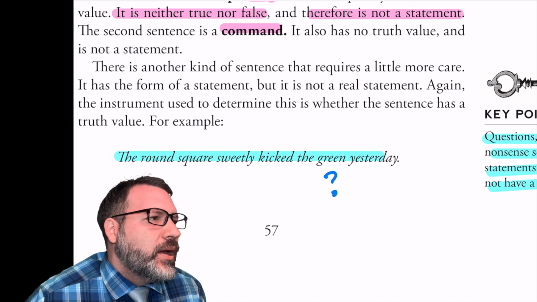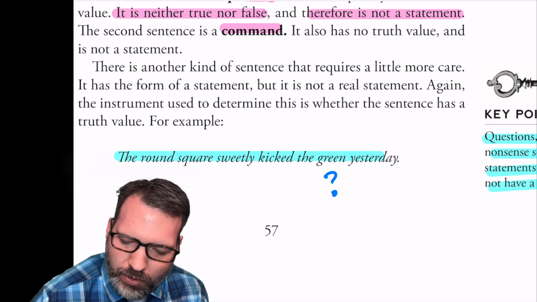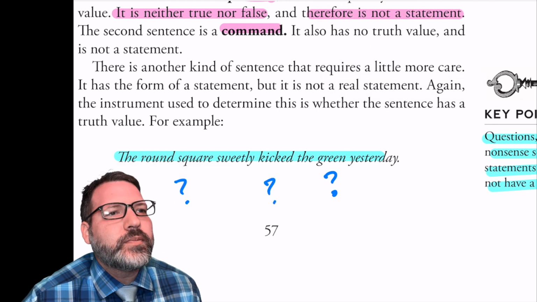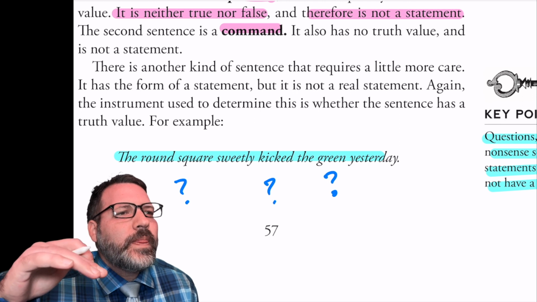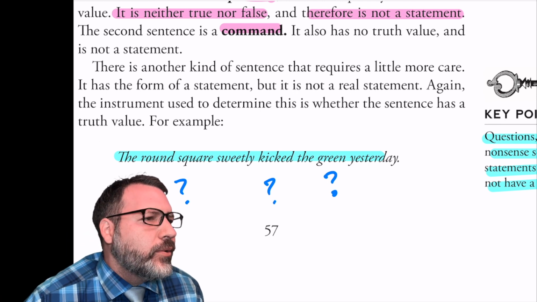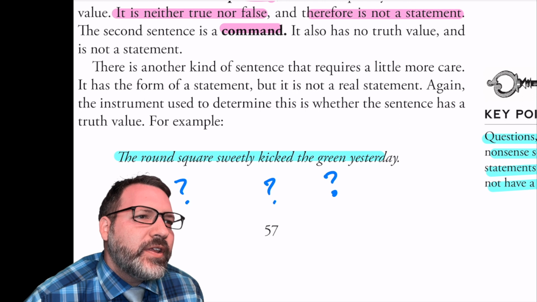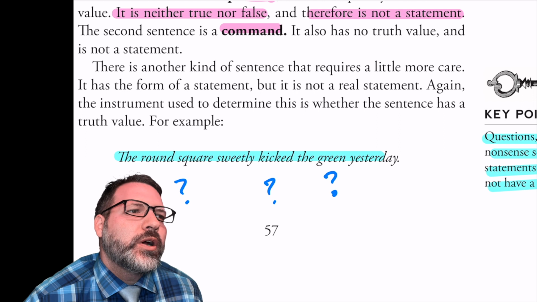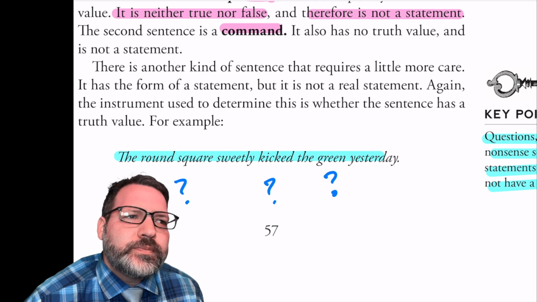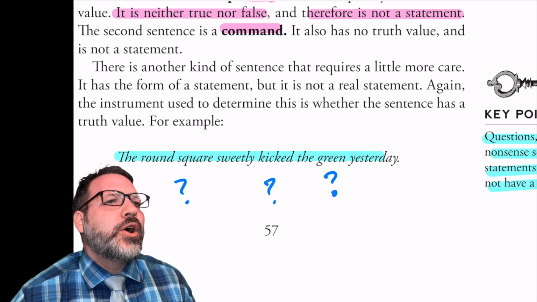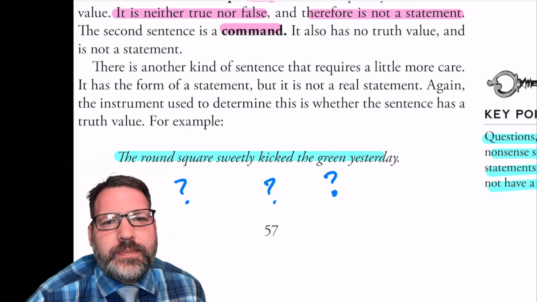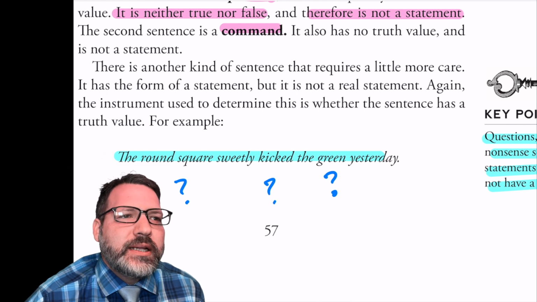That's a good point. There's another problem here. What do you notice, Audrey? How does a square kick? Very good. How does a square kick? And for that matter, what's a round square? A square, by definition, is a very cornery kind of object, right? It has 4 sharp right-angled corners. So this is an example of something that looks like a statement, but is actually nonsense.